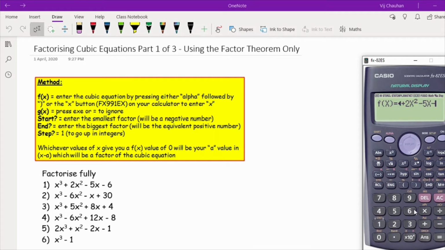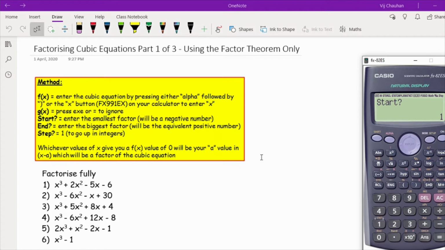minus 6. So one thing you want to bear in mind is make sure you're entering it on your calculator carefully. Sometimes if you're not aware of what's being typed into your calculator, it can continue as a power, so just be wary that you have typed it incorrectly. Then obviously once you're happy with that, we then press equals.